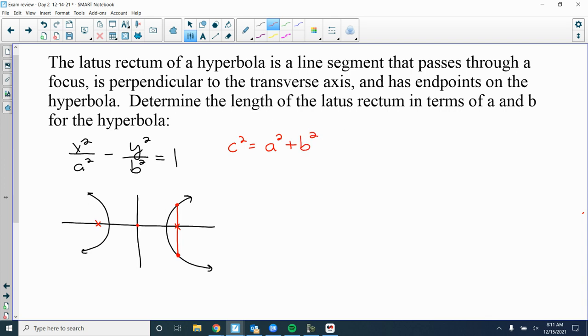All right, I am going to tell you that length is equal to 2b squared over a. 2b squared over a, that's your answer. Okay, you've got to prove it. All right, work on your exam review. If you got that done and you're solid, try this. See if you can get 2b squared over a. If you get it, show it to me. If you've got any questions, bring them up.